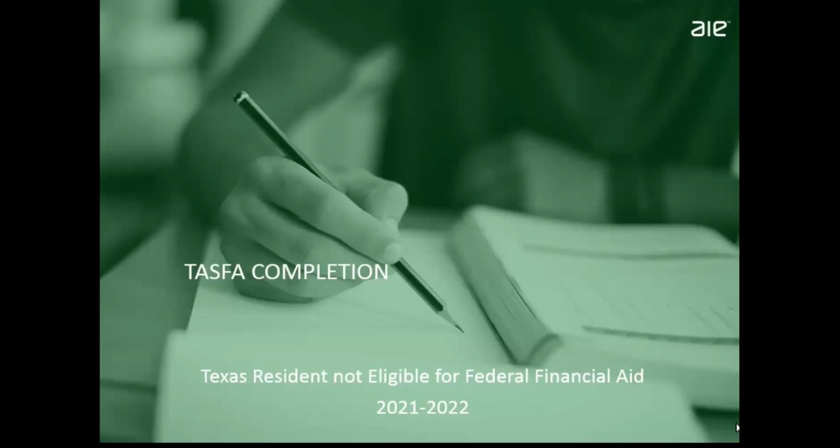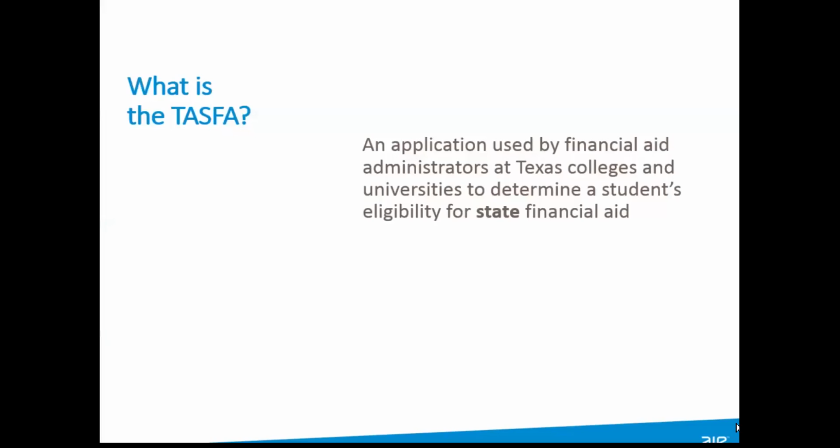So the TASFA is for residents of Texas that are not eligible for federal financial aid. So if you're not eligible for federal aid and you live in the state of Texas, you may possibly qualify for state aid. It's used by colleges in Texas, and it's a FAFSA-like form. The questions are very similar, in fact almost verbatim when they can be. It's really like completing a paper FAFSA because it's not online yet.